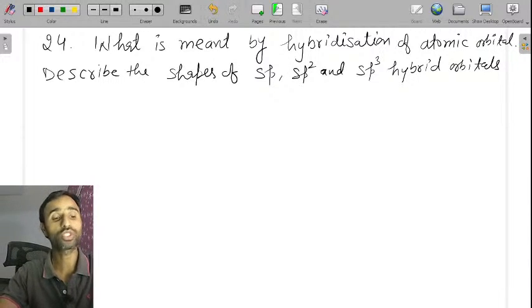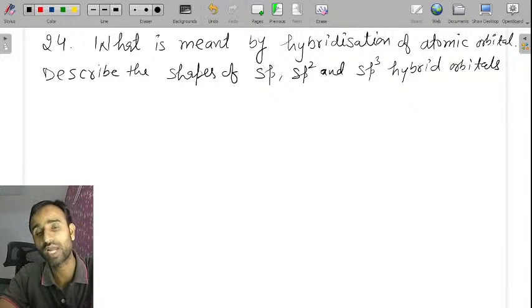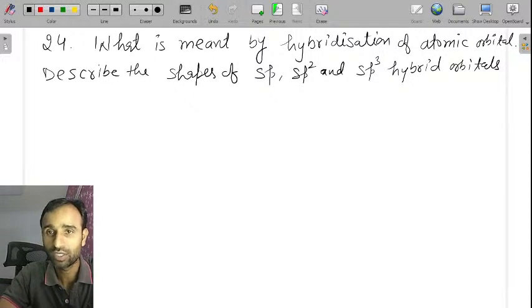Okay beta, 24 start karna hai na. So we have done it in the last lecture. We have completed this topic, what is meant by hybridization of atomic orbitals, and describe the shapes of sp, sp2 and sp3 hybrid orbitals. Mixing of atomic orbitals with slightly different energies so as to redistribute their energies to form new orbitals of equivalent shape and energy, and those are called hybrid orbitals.